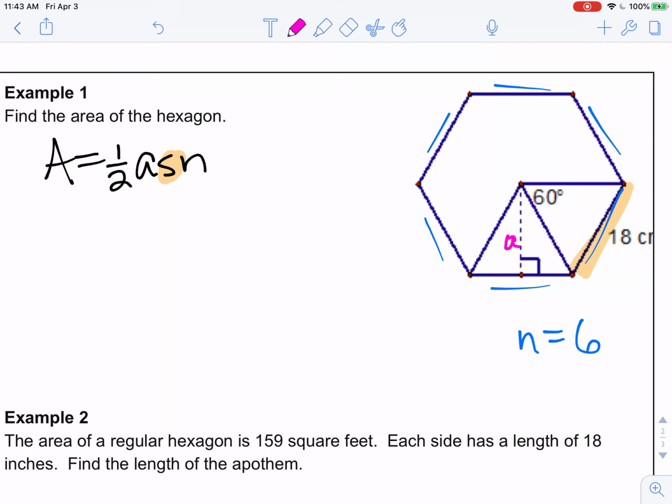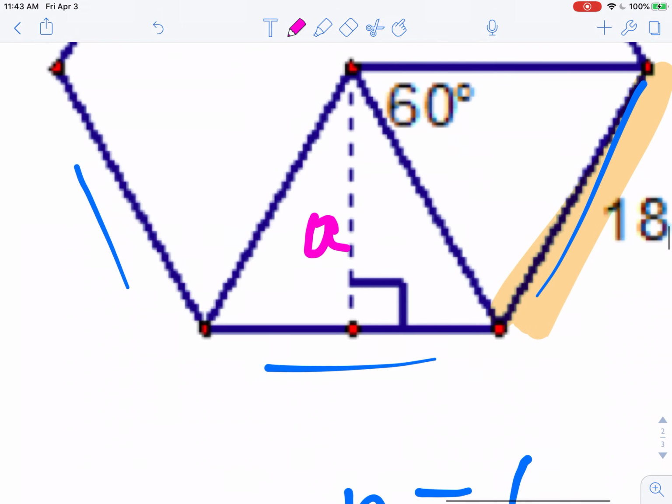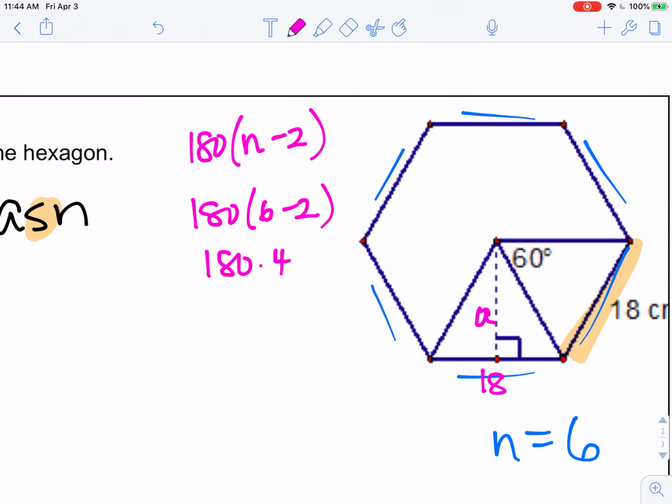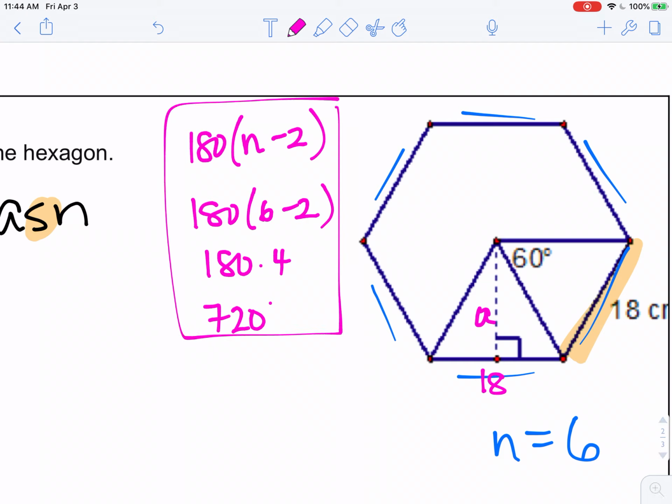All right, so I'm assuming here that my hexagon is regular. So I know the length of each side is 18. And since it's a hexagon, remember to find the sum of the angles of a regular polygon, we take 180 times n minus 2. So in this case, it's 180 times 6 minus 2, or 180 times 4, or we have 720 degrees. That's going to be the sum of all the angles. If I wanted to find the measure of one of my angles inside my regular hexagon, I divide by 6 and I get 120 degrees for one of these whole angles.